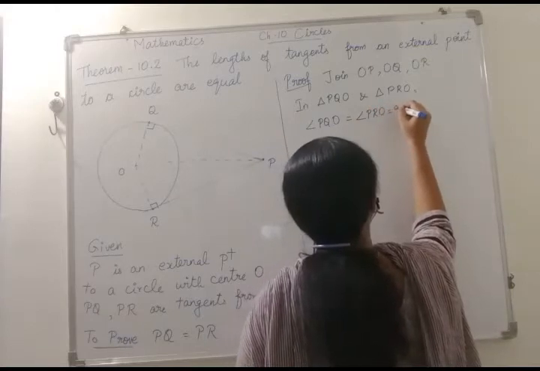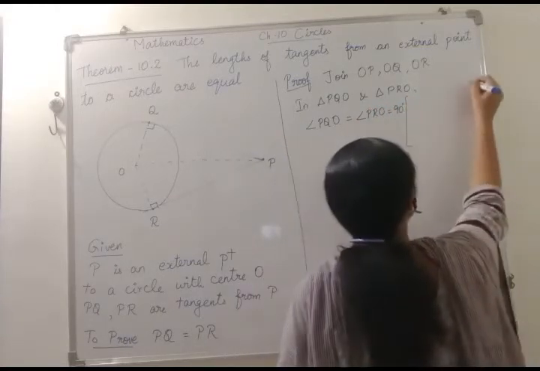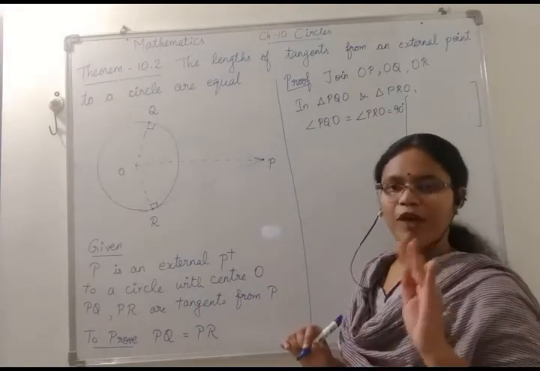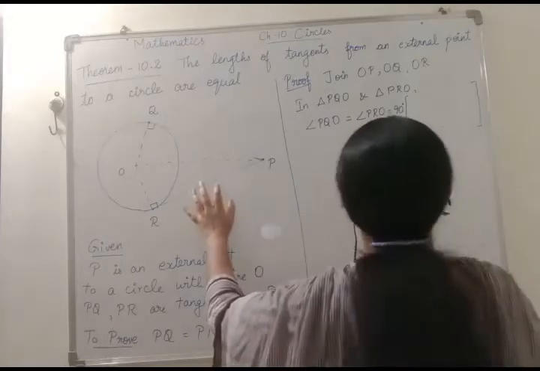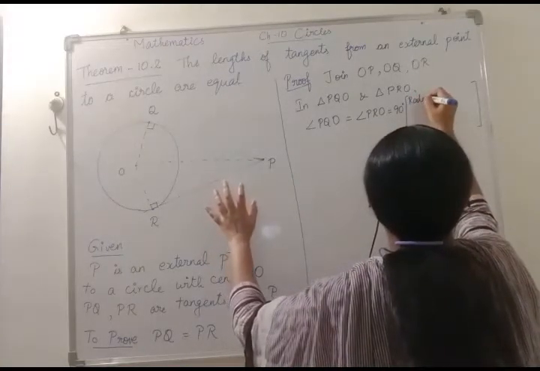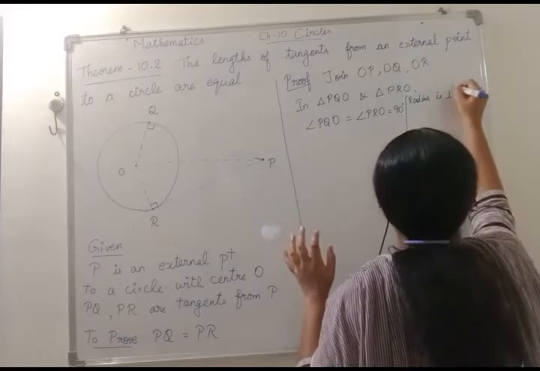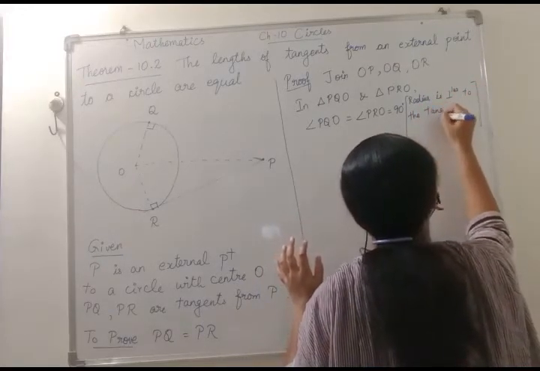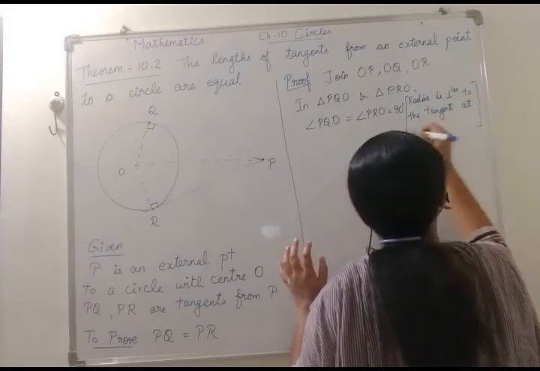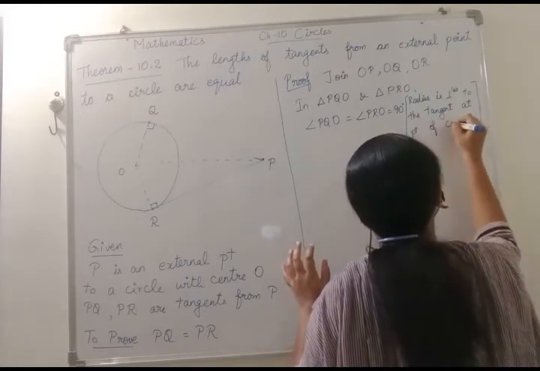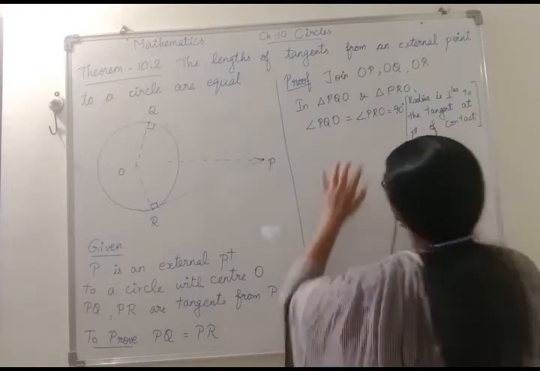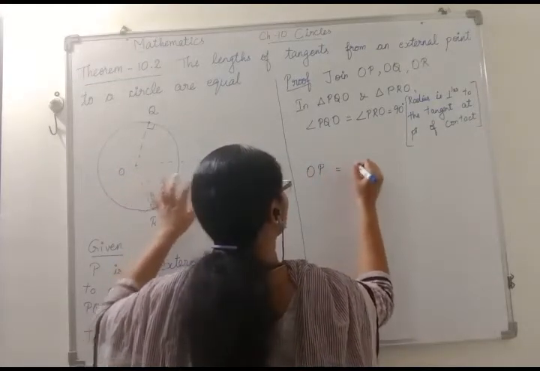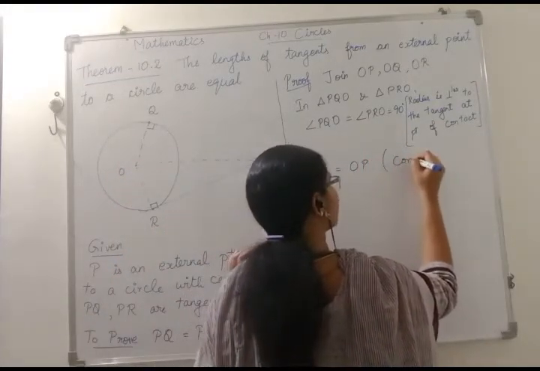Angle PRO equal to 90 degree. Why is that so? From theorem 1. Don't write theorem 1 here. You have to write the complete statement. Okay, so what is it? Radius is perpendicular to the tangent at point of contact. So both the angles are 90 degree, and OP is equal to OP. That is a common side for us.